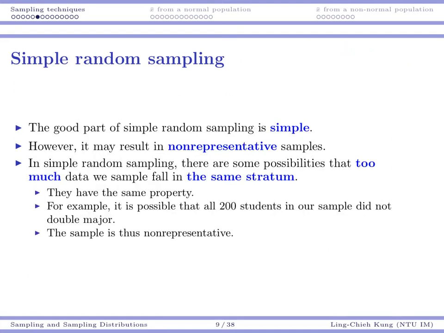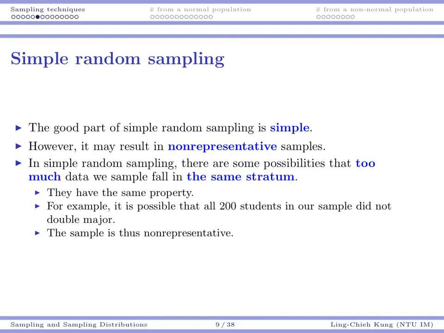Obviously, the upside of simple random sampling is that it's very simple. We don't really need to worry about how to assign probabilities for each entity to be selected. We simply assign equal probability to everyone. That's something we will do.